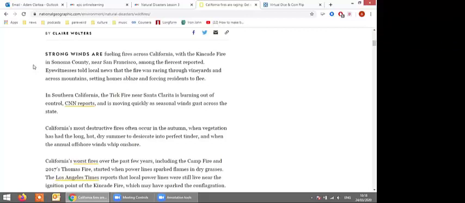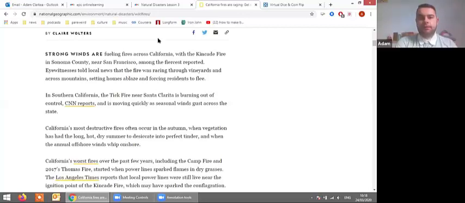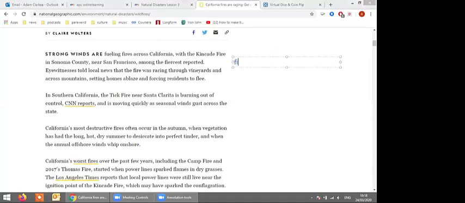Strong winds are fueling fires across California, with the Kincaid Fire in Sonoma County near San Francisco among the fiercest, reports. Eyewitnesses told local news that the fire was racing through vineyards and across, setting homes ablaze and forcing residents to flee. Thank you, well read.